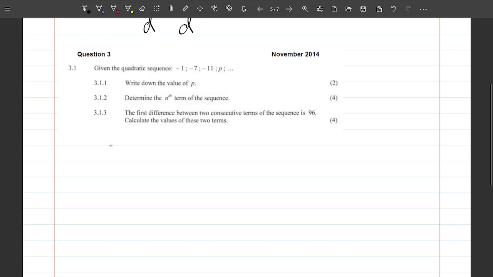So let's begin by analyzing this pattern. Let me grab the pen. We've got negative 1, negative 7, negative 11, and p. I want to find the differences, so I'm going to subtract these values. I'll begin with negative 7 minus negative 1, which is negative 6, if my maths allows me.